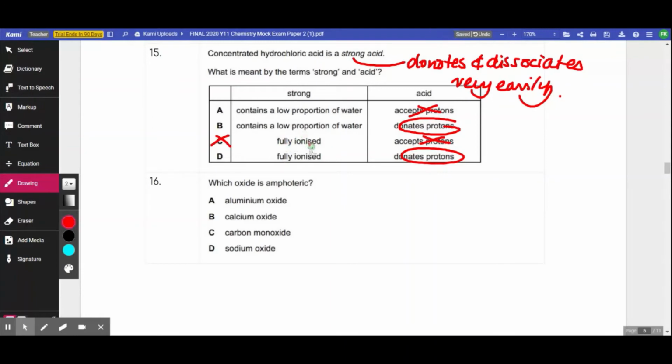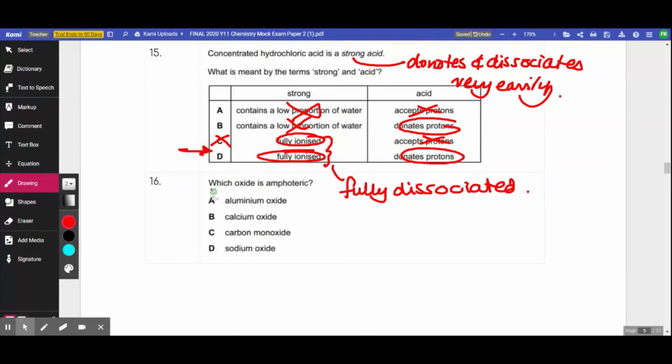Strong means that it is fully ionized. Fully ionized means that it's fully dissociated. Okay. So if it's fully dissociated, both these ones are wrong. The correct answer with both of them absolutely right is answer D.